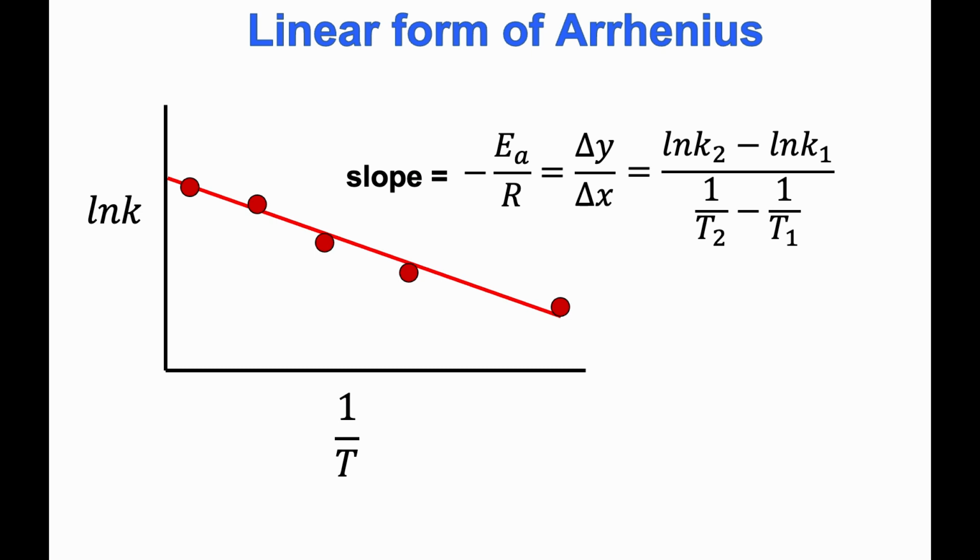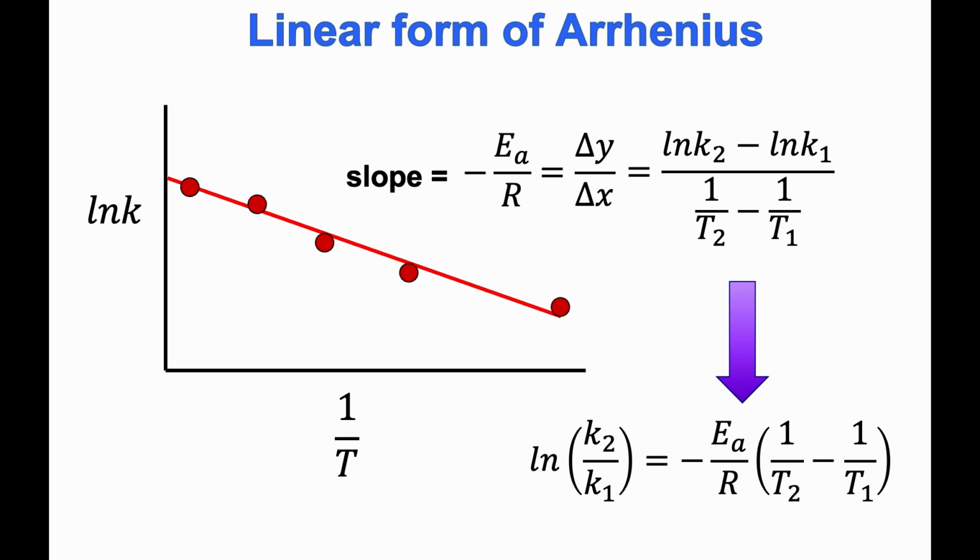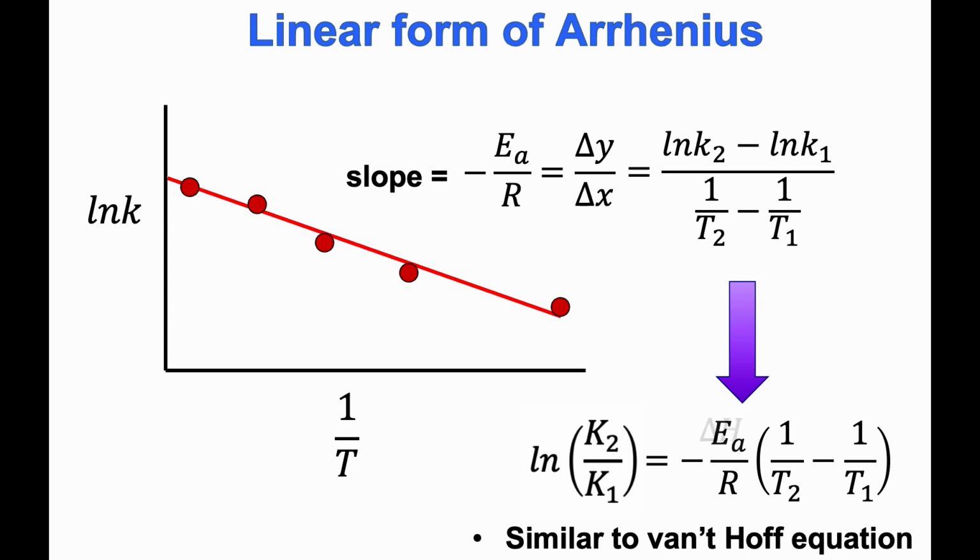If we take any 2 points on this line and calculate this difference in y divided by this difference in x, this is a way of getting the slope, which we know is equal to the negative activation energy divided by R. We can rearrange this expression to give us a straightforward equation that we can use to calculate the activation energy given two different rate constants acquired at two different temperatures. This is an equation that's actually similar in form to another equation that we have previously encountered, known as the van 't Hoff equation, where instead of rate constants, we are looking at equilibrium constants. Instead of activation energy, we would have the change in enthalpy for the reaction.